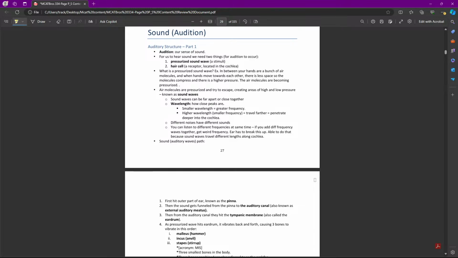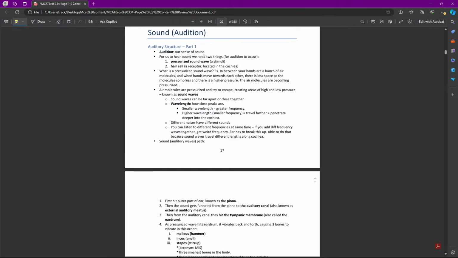So we need two things to hear a sound: a pressured sound wave and a hair cell in the organ of Corti. We need a pressured sound wave produced by some stimulus in the environment and the mechanical receptor hair cells located in the organ of Corti. So what is a pressured sound wave?